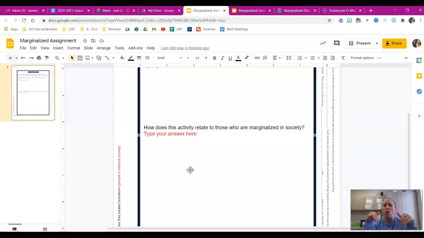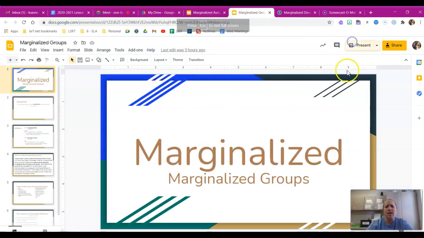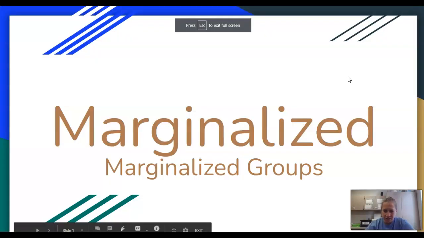So I forced you to only write in the margins for this activity. And how did that relate to marginalized groups in society? And write your answer there. And then when you're done, please make sure that you submit this. So I'm going to go back through that slideshow one more time so that you can see it, okay? Please pause when you need to finish filling out that assignment.